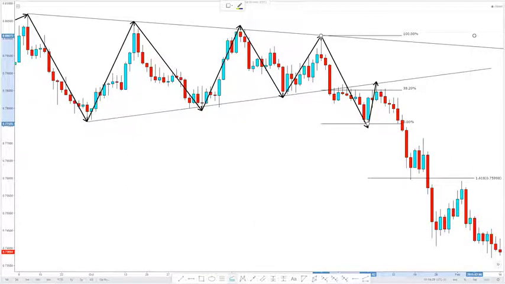So let me actually look at my markup. See, so it just started going into a downtrend. Yeah, and then we actually got the full extension. Let me see. Okay.